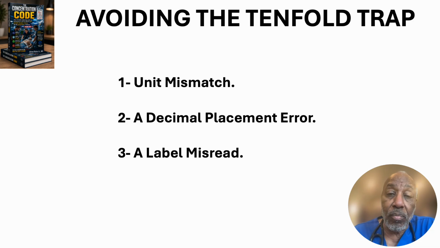The second origin point of errors is a decimal placement error when doing mental math. Moving a decimal point 1 place in the wrong direction produces a 10-fold error. Moving it 2 places produces a 100-fold error. Under cognitive load, decimal placement is the step most likely to go wrong because it requires precise spatial tracking of a number that exists only in your working memory.